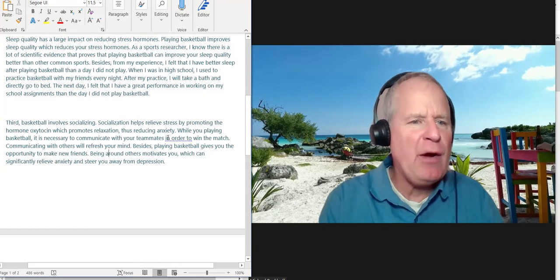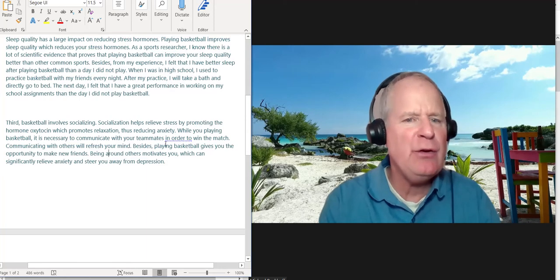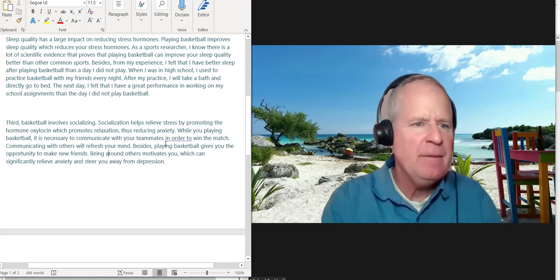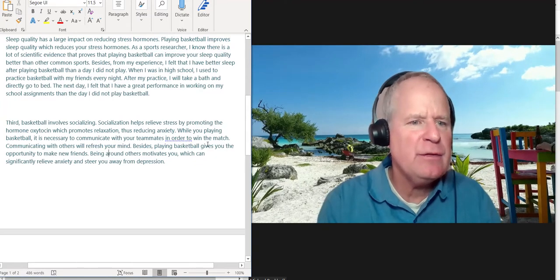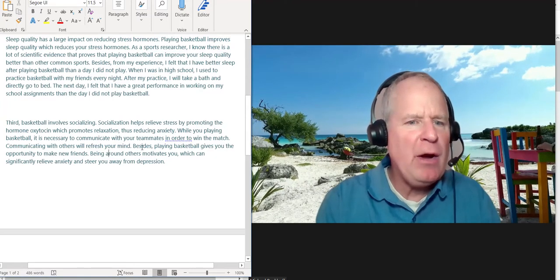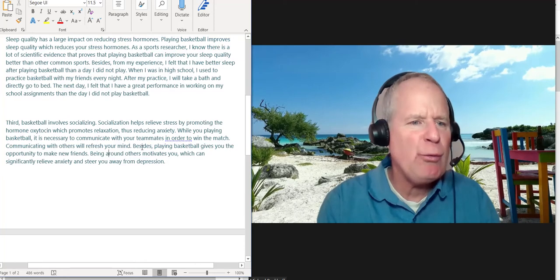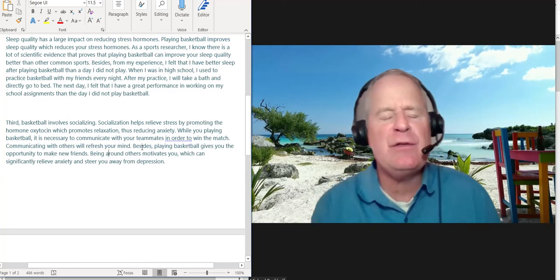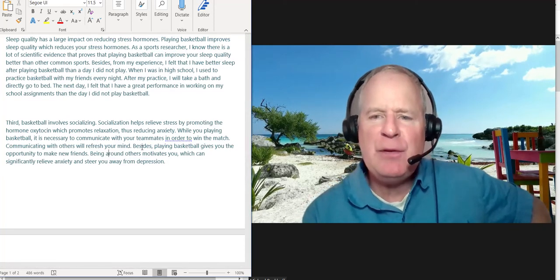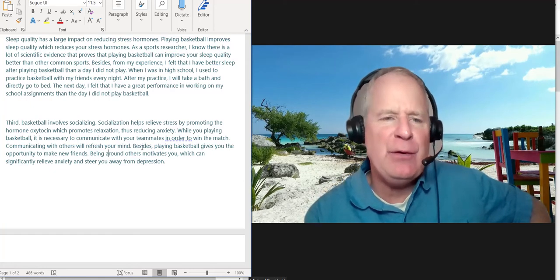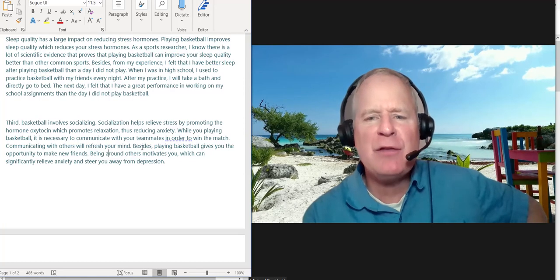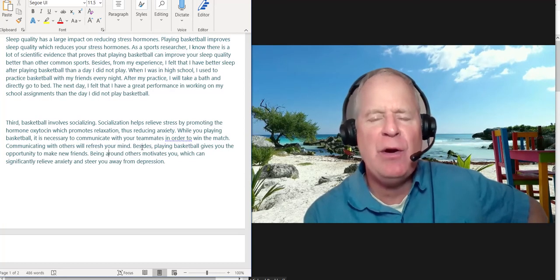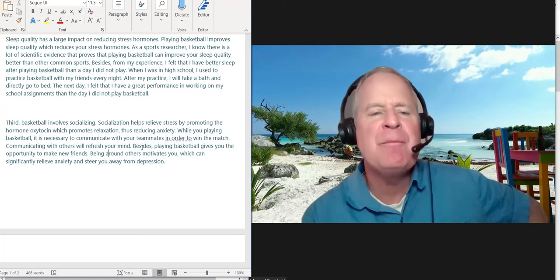Notice in this paragraph, while you're playing basketball, it's necessary to communicate with your teammates in order to win the match. Besides, basketball gives you the opportunity to make new friends. Being around others motivates you, which can relieve anxiety and steer you away. So you're not really giving any specific examples in there to help illustrate these points. You're saying some general benefits of playing basketball, but you want to go beyond that. You want to go to the specific examples.